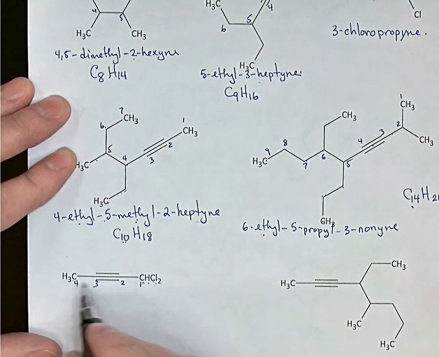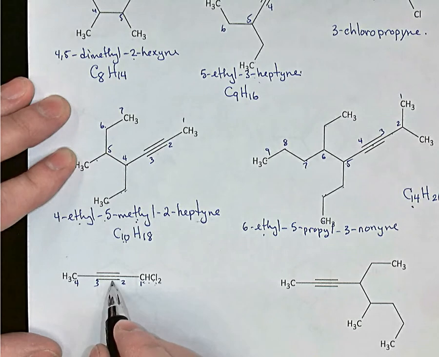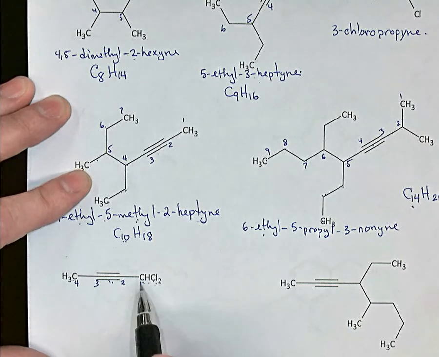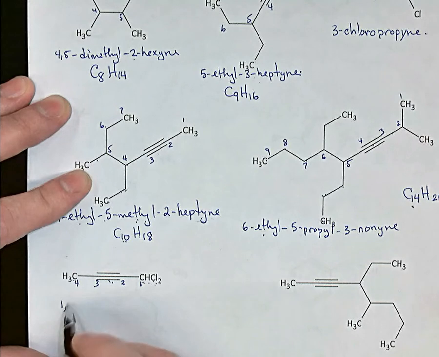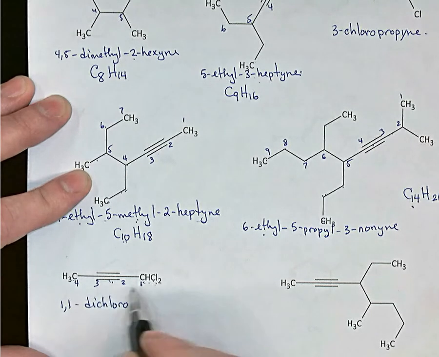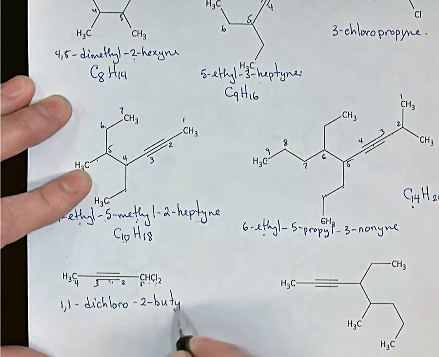And in terms of the parent chain, it's a butyne with 4 carbons and a triple bond. The triple bond is the second bond, so it's 2-butyne. And on carbon 1, there are those 2 chlorine atoms. So this would be 1,1. You have to use the number twice because there's more than 1. Dichloro. And then the parent chain, dash 2-butyne. Okay?